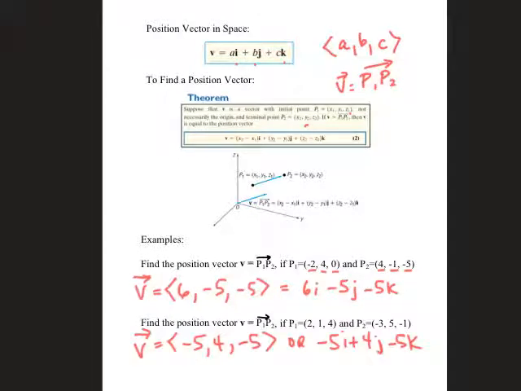All right, so the vector for the second problem is -5i plus 4j minus 5k. All right, that's the last problem in the lesson. Go ahead and try your homework assignment.